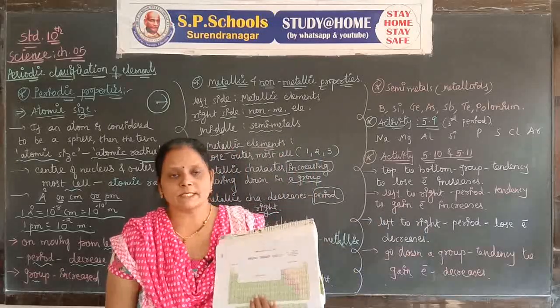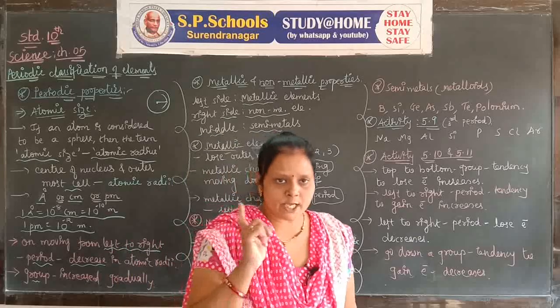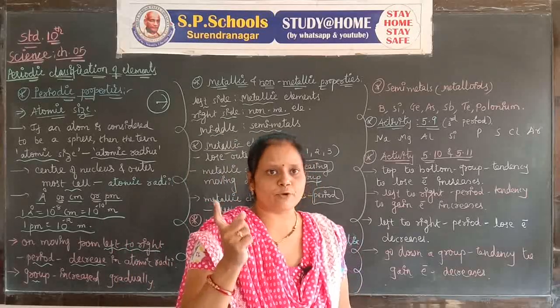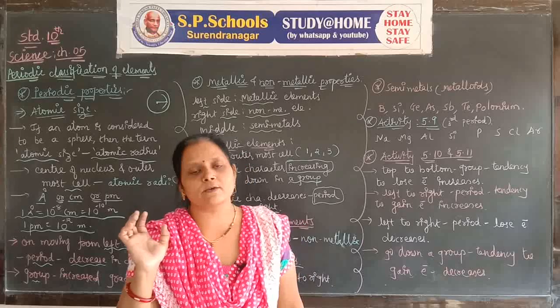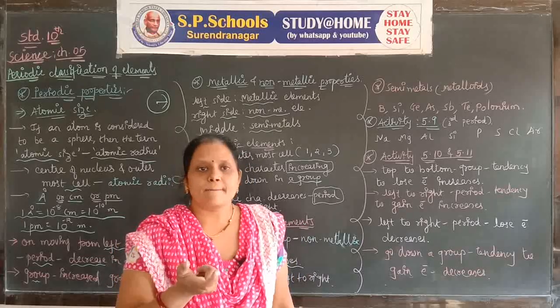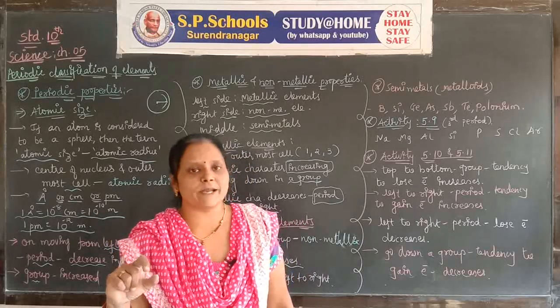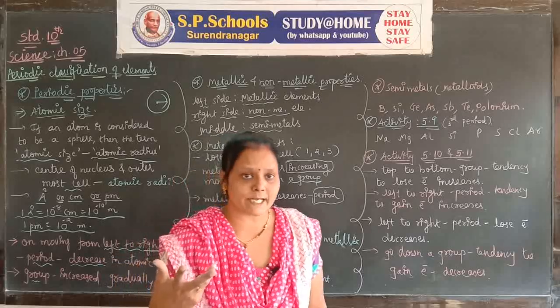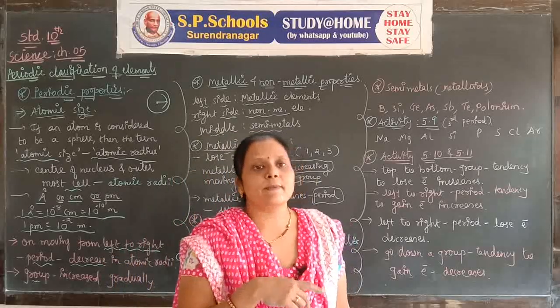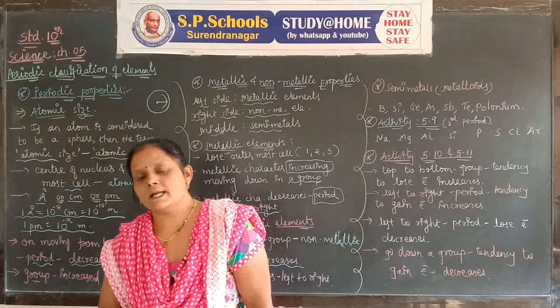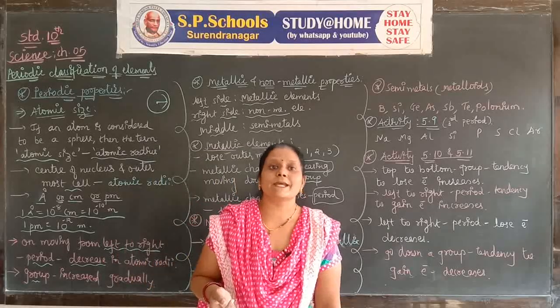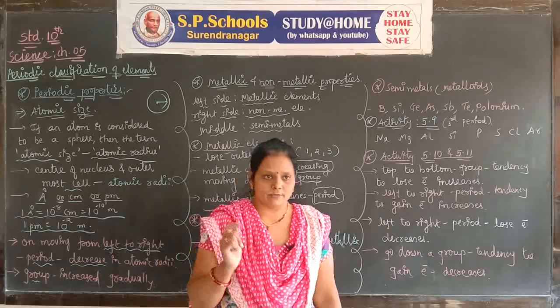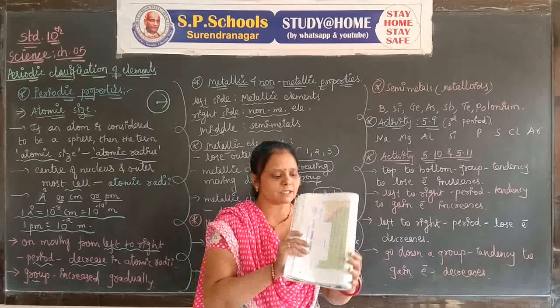Semi-metal elements are elements which have properties of both metal elements and non-metal elements. Both properties can be contained. It is called a semi-metal. In another word, it is called a metalloid. You have the list for metalloids. Take the list.